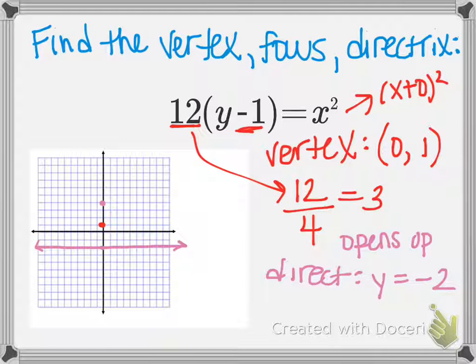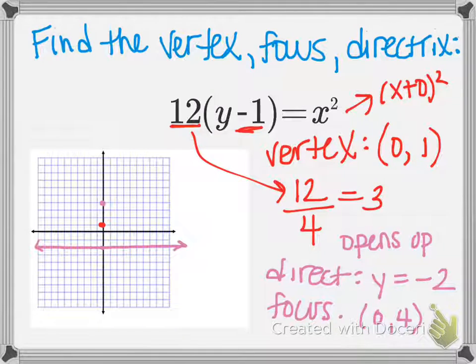And my focus will be the one that's above the vertex. So that would be at the point 0, 1, 2, 3, 4. So I have a focus of 0, 4, a directrix of y equals negative 2, and a vertex of 0, 1. So again, having that grid there really helped because I could actually put the vertex on there and count so that I was able to figure out where everything was.